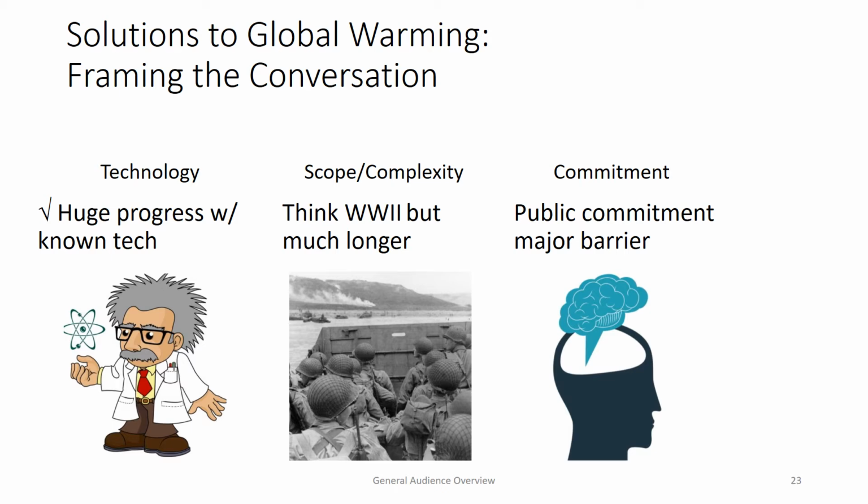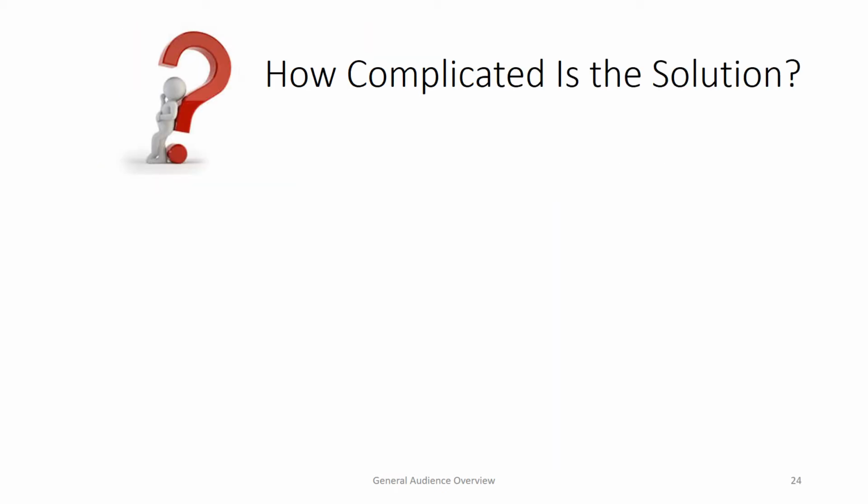If we think about the scope and the complexity, think about World War II in terms of how broad it is, the scope of it. It's very complicated, but it's a much shorter time horizon than what we need to think about for global warming. The commitment is what's critical, in addition to the other two. But the public commitment has been a major barrier so far to addressing global warming.